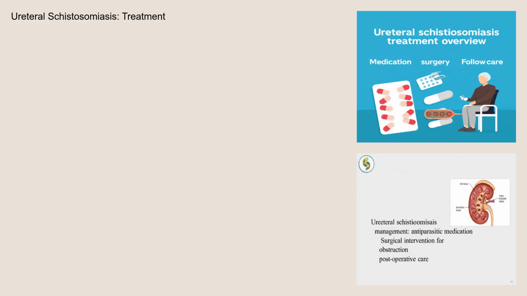The primary treatment for ureteral schistosomiasis is medication to kill the Schistosoma parasites. Praziquantel is the drug of choice and is highly effective. In cases of severe ureteral obstruction, surgical intervention may be necessary. Procedures such as ureteral reimplantation, ureteroplasty, repair of the ureter, or even nephrectomy, a removal of the kidney, may be required to relieve obstruction and preserve kidney function. Management also includes addressing any secondary complications, such as urinary tract infections, with appropriate antibiotics. Regular follow-up is essential to monitor for recurrence of infection and progression of ureteral damage.